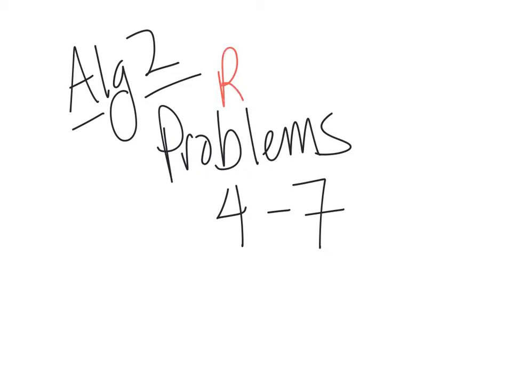Hello everyone, these are the Algebra 2 final review problems 4 through 7. I'm going to probably pretty briefly go through these because we've gone through factoring a lot this semester, but I know some of you still asked for these to be done.